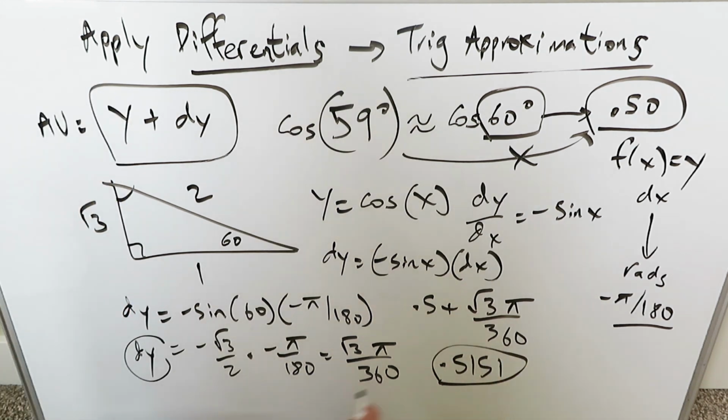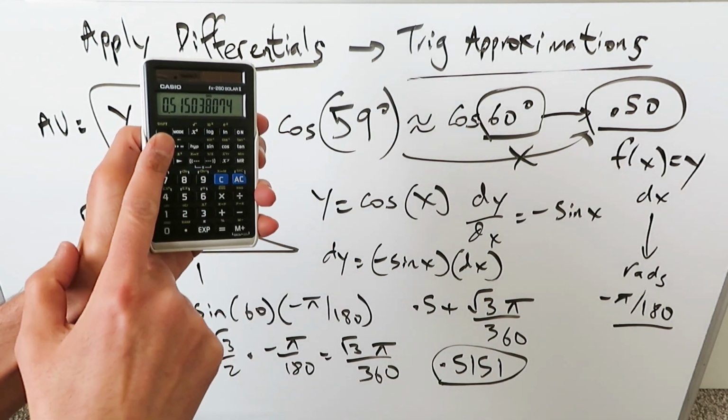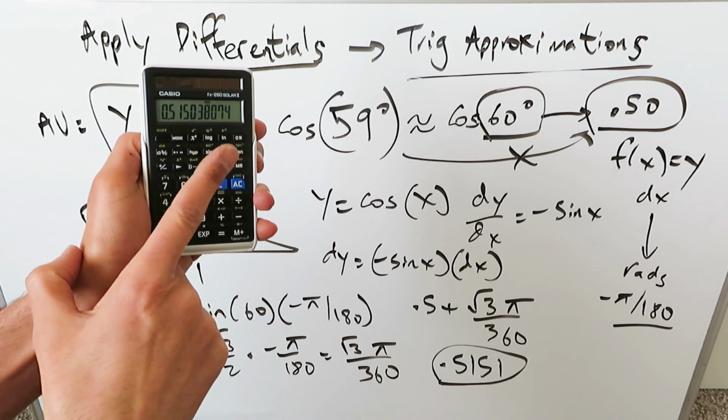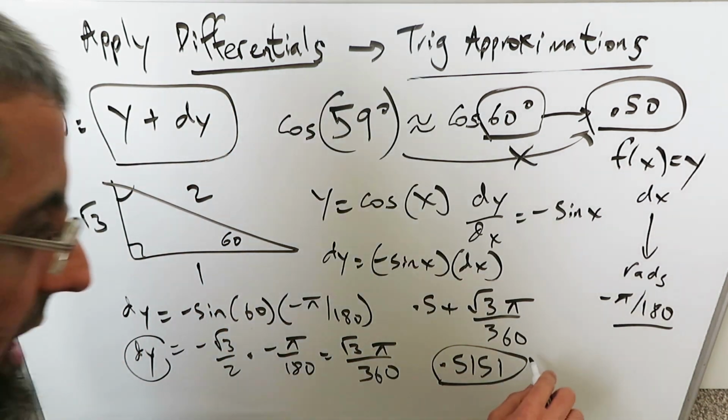0.5151. This is equal to cosine 59. Now let's bring out our calculator and check the accuracy of it. Cosine 59 is 0.5150. I'm differing here only by the fourth digit. I'm happy with this output and we're good.